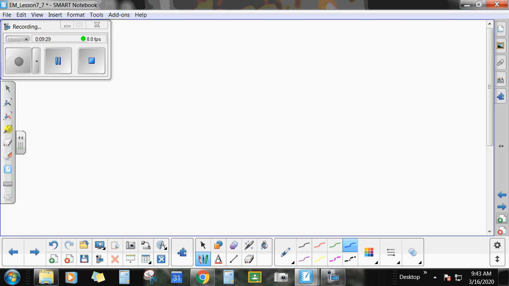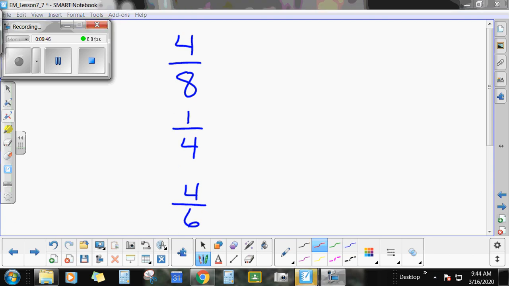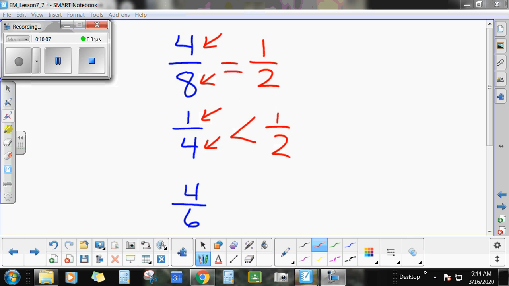I'm going to put 4/8, 1/4, and 4/6. Okay, let's look at 4/8. Look at your numerator, double it. 4 plus 4 is 8, so that is exactly equal to 1/2. Looking at 1/4, 1 plus 1 is 2, that's less than 4, so this fraction is less than a half. For 4/6, 4 plus 4 is 8. That 8 is greater than 6, so this fraction is greater than 1/2.